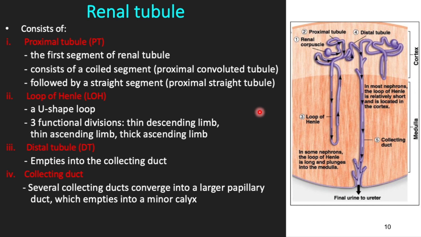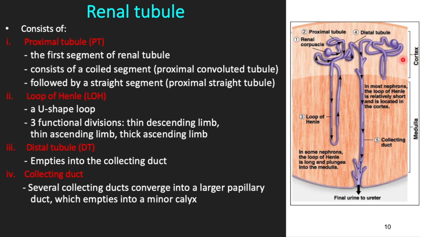Apart from renal corpuscle, the nephron also consists of another structure, which is renal tubule. So filtrates from the glomerulus will enter this tubule. Renal tubule consists of proximal tubule, loop of Henle, distal tubule, and collecting duct. Proximal tubule is the first segment of renal tubule. It consists of a coiled segment, often termed as proximal convoluted tubule, followed by a straight segment or proximal straight tubule. Proximal tubule is usually located in the renal cortex.